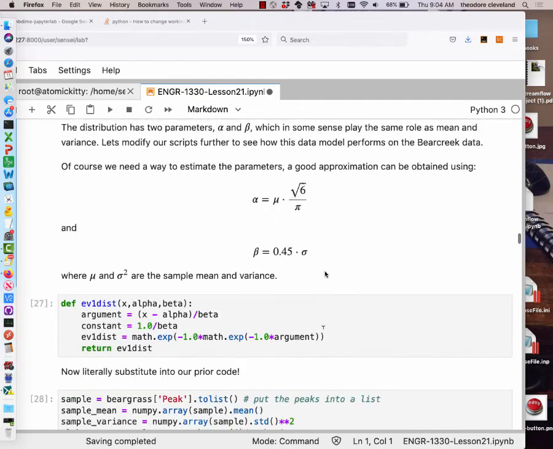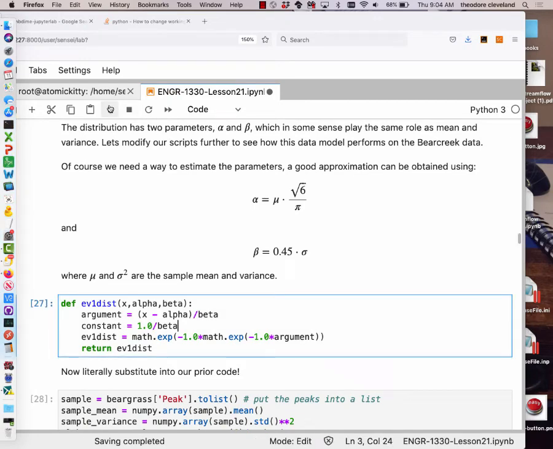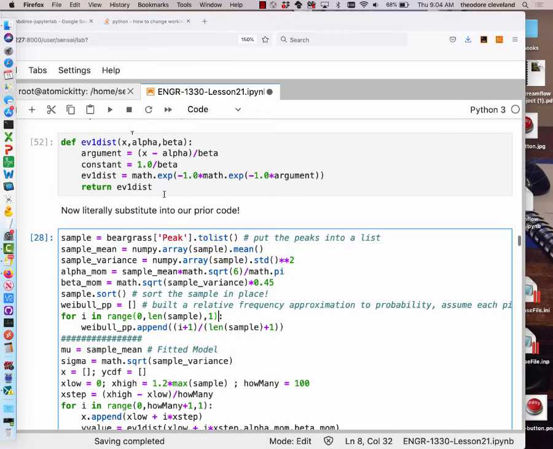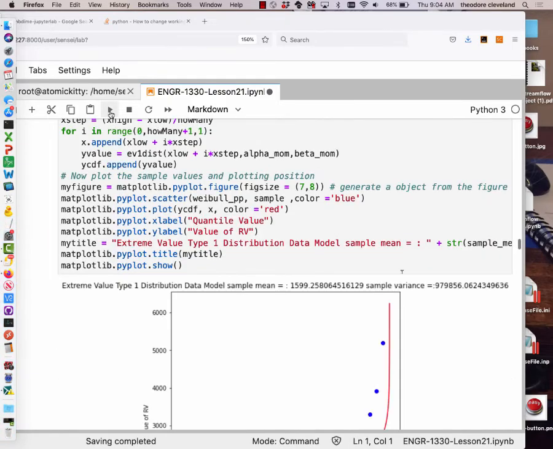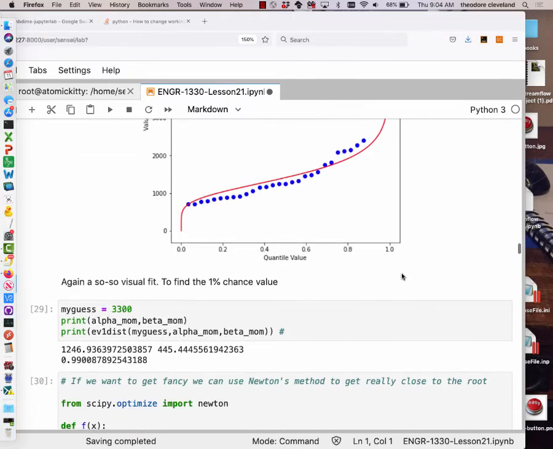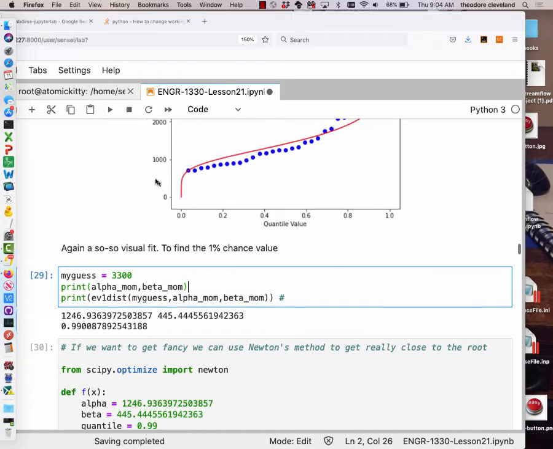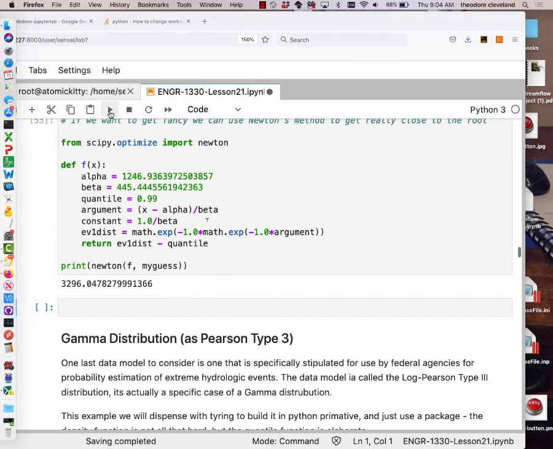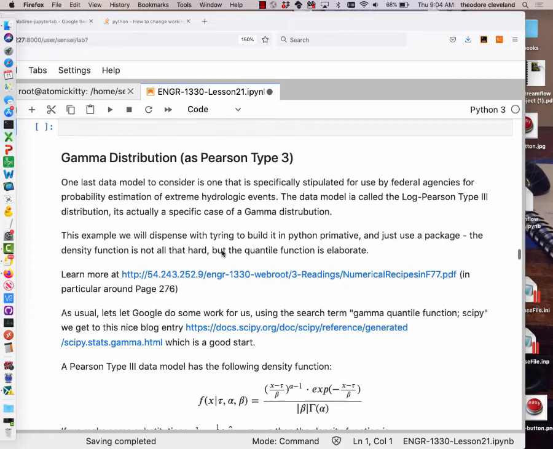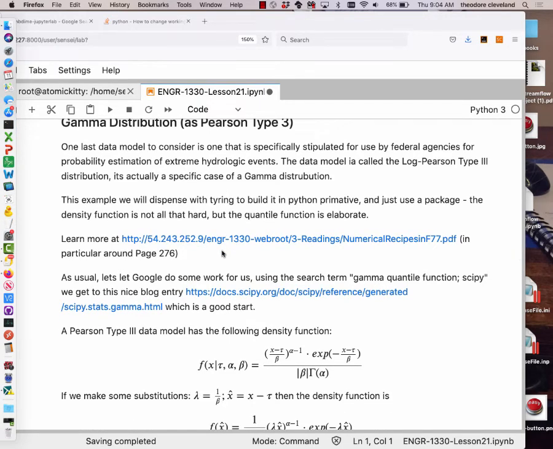So we'll go ahead and perform the same analysis using this function. And there is our double exponential fit. I would say not quite as good as log normal anymore. But if we want to look at the 1% chance, we can apply the same approaches. And there we go.